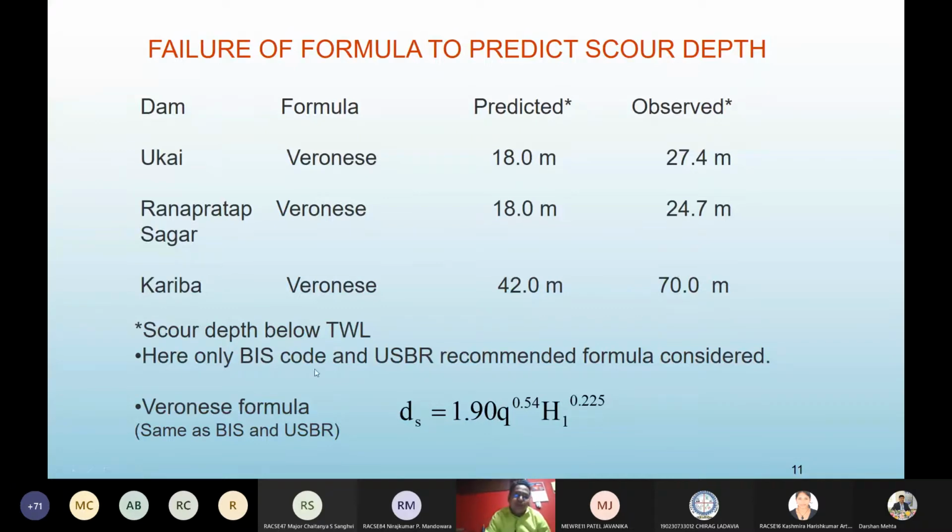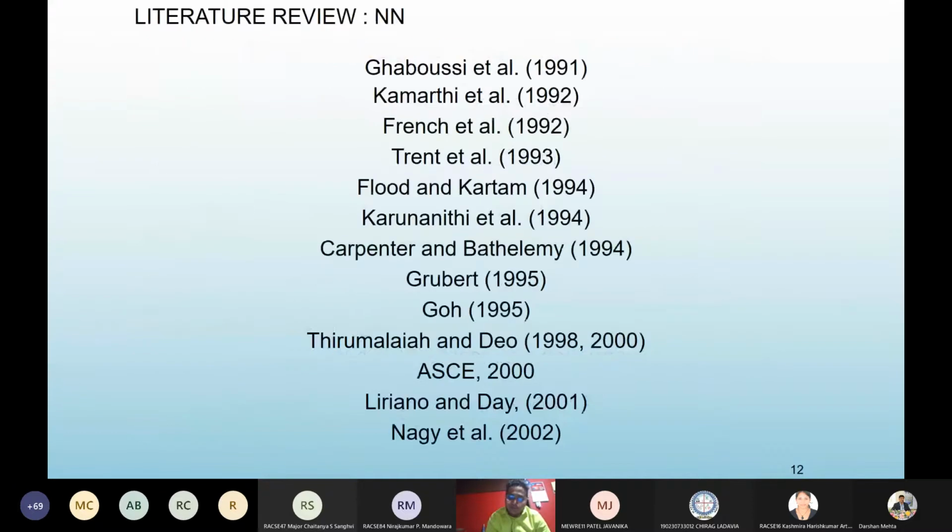The Bureau of Indian Standards adopted the same USBR formula, Veronese's formula. So till now in India they are using only this formula, using discharge intensity and head. The mechanism of scour is unknown. Whenever a problem is poorly defined, with Navier-Stokes equations, so many variables have to come. Computational fluid dynamics cannot solve these problems. So at that time I worked under Professor M.C. Deo from IIT Bombay, and I used neural networks. These are some of the literature surveys I made at that time.